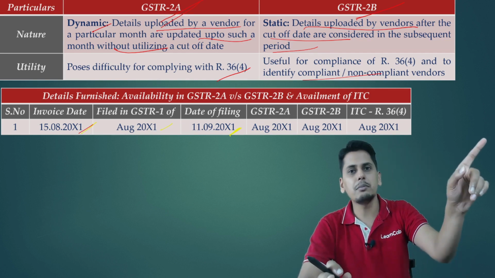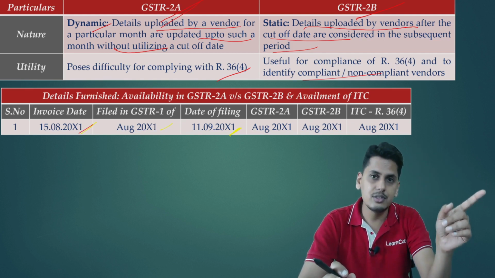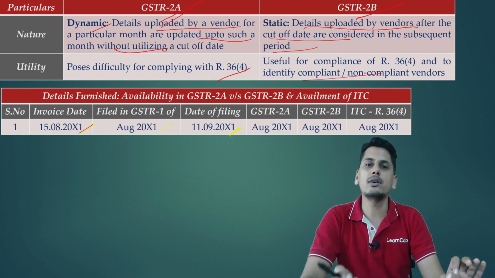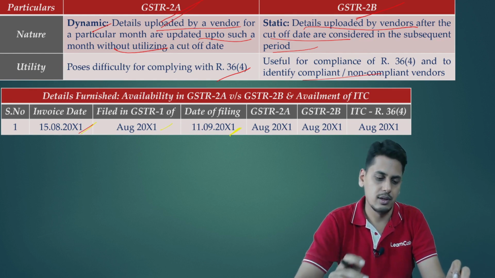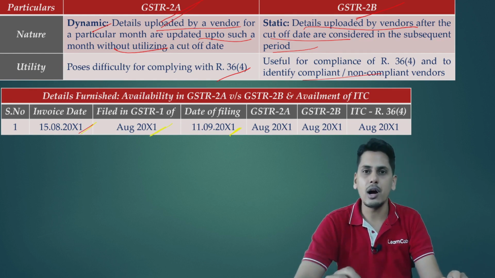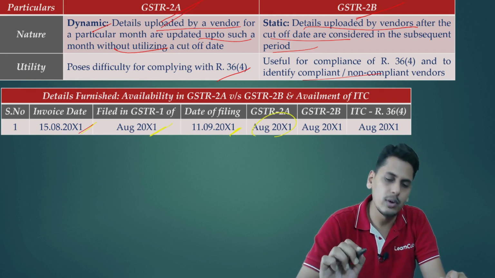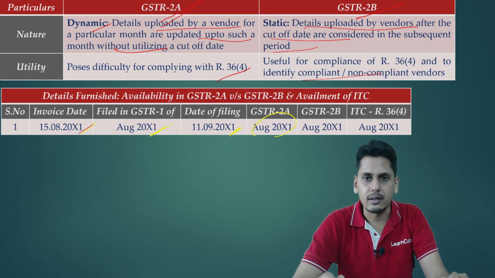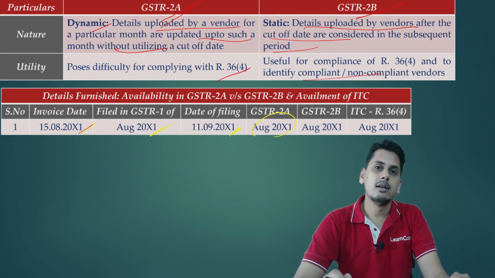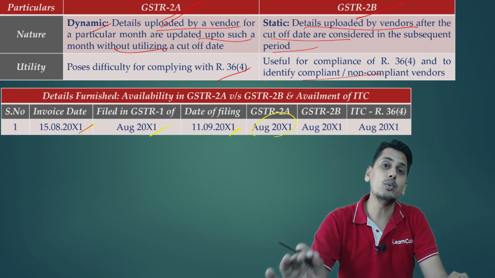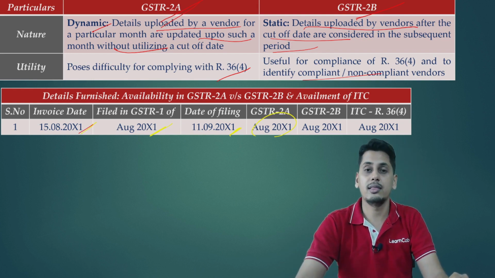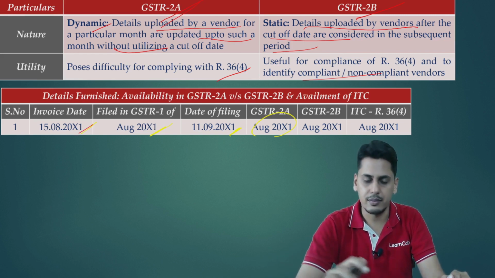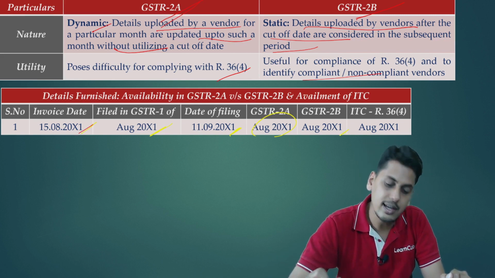Friends, in whichever month's GSTR-1 he has included this particular invoice, it would appear in that particular month's GSTR-2A. This person has filed it in GSTR-1 of August. It would appear in GSTR-2A of August. Question number 3, when can the credit be taken? Now friends, in which month's GSTR-2B is it going to appear? In that particular month's return, he would be in a position to take the credit. In this case, it is appearing in GSTR-2B of August.